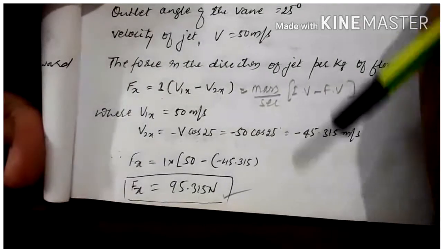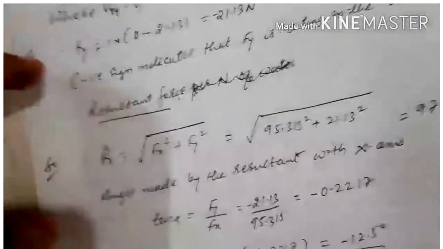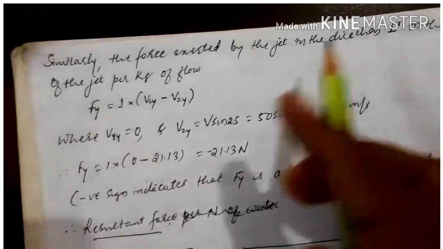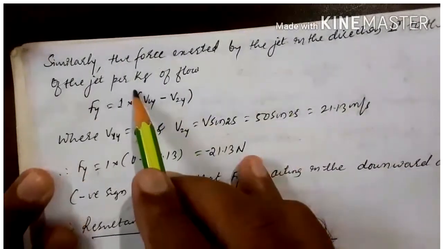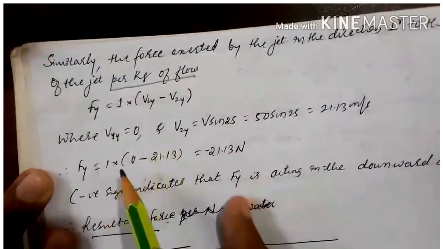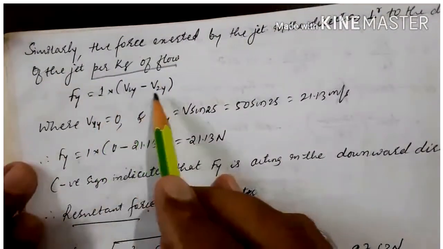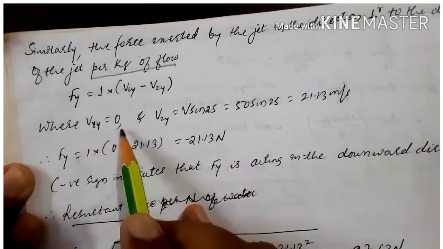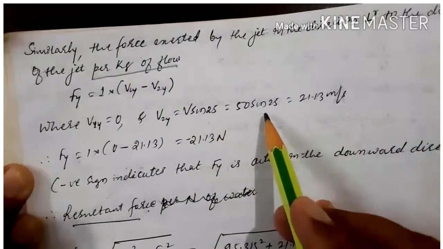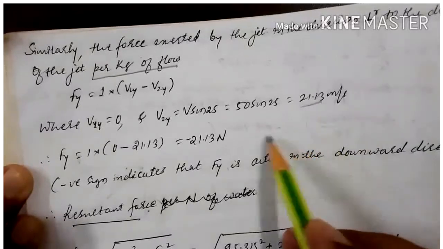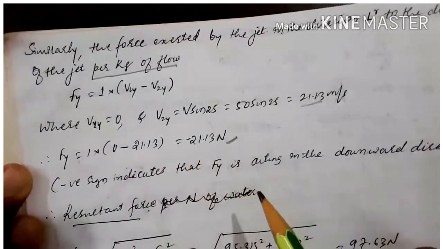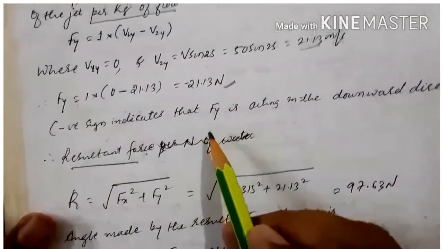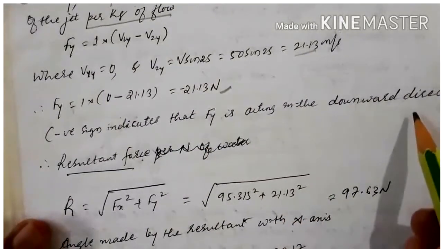Then similarly calculate Fy. Similarly, the force exerted by the jet in the direction perpendicular to the direction of the jet per kg of flow. Then Fy will be 1 into V1y minus V2y, where V1y is 0 and V2y is V sin 25, 50 sin 25, 21.13 we get. Then Fy is 1 into 0 minus this, we get this. Then the negative sign indicates that Fy is acting in the downward direction.